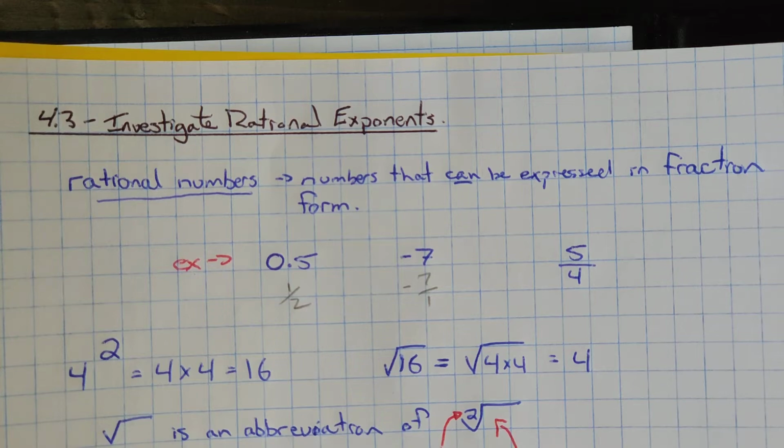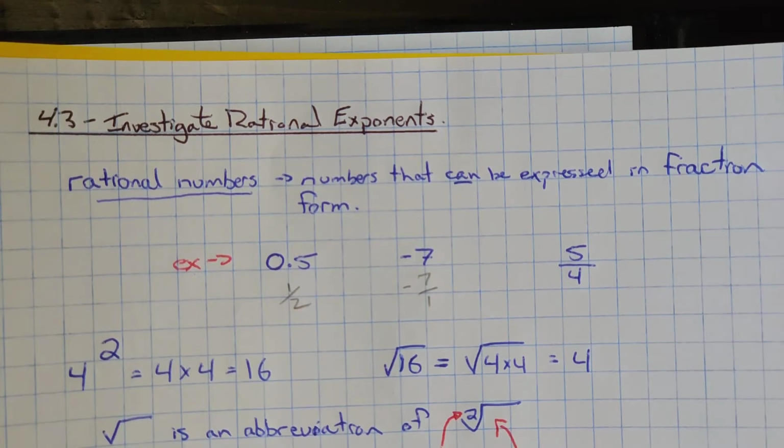5/4 obviously is a fraction already. So anything that we can write as a fraction. It doesn't include things like pi, where the decimal repeats forever and we can't actually write pi as a fraction. So just anything we can write as a fraction. So we're going to be looking at fractions in our exponents.